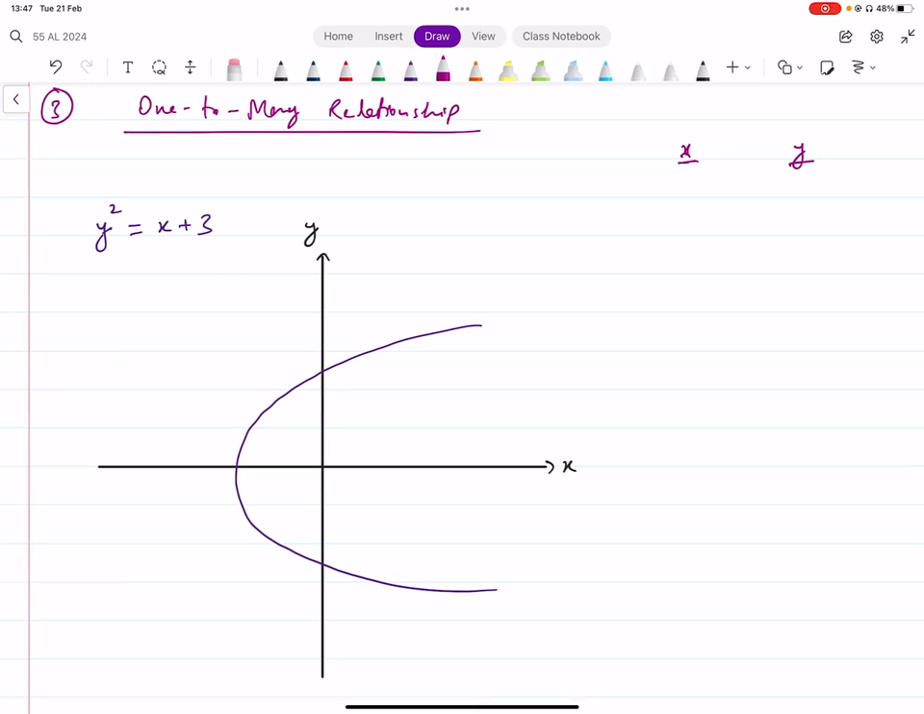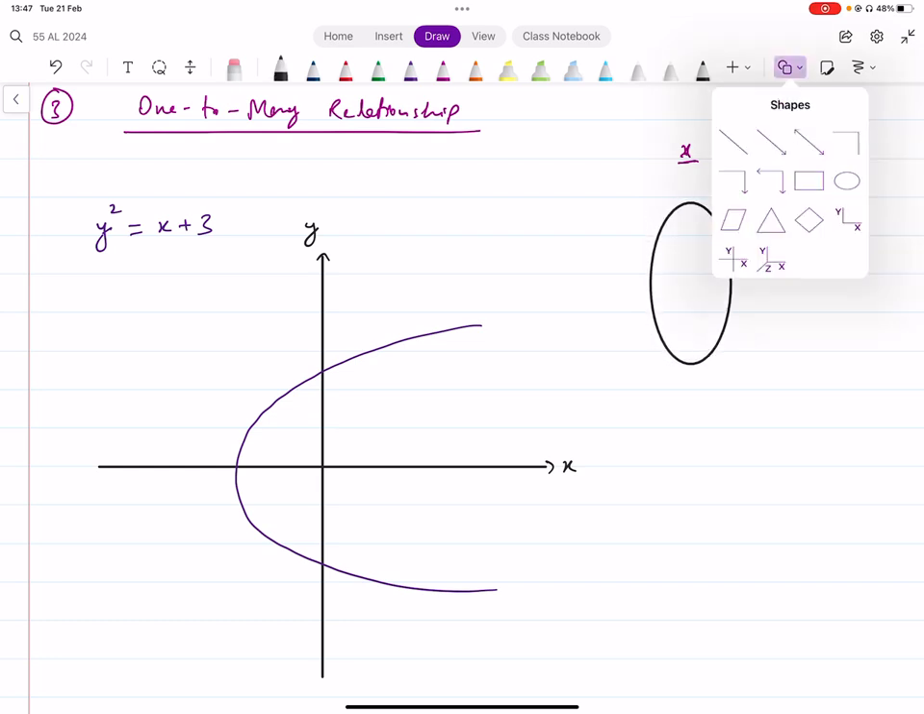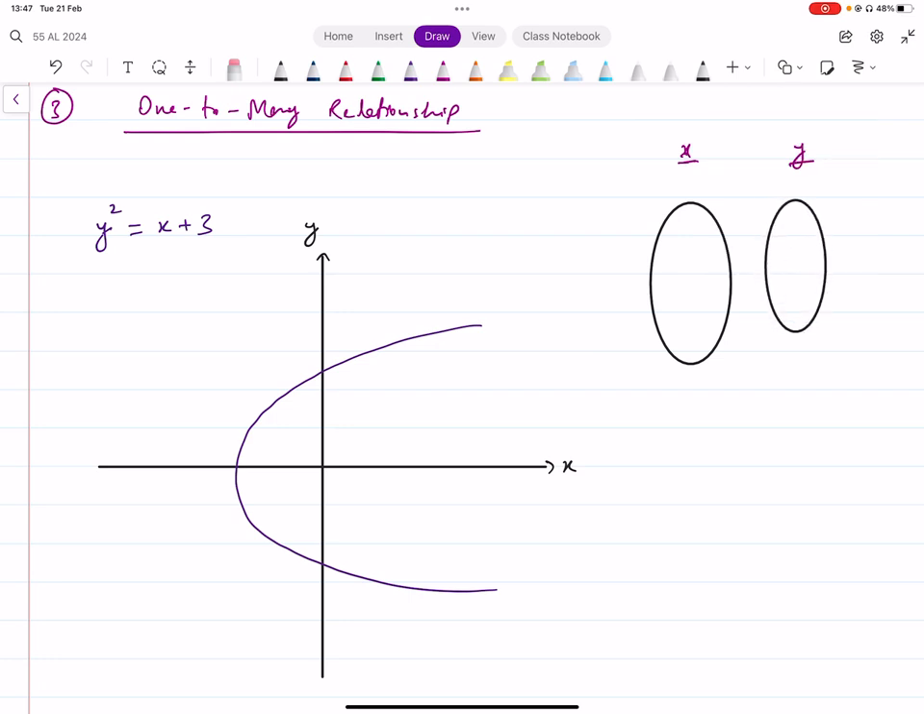Okay. So for instance, let's try something here. Let's input x equal to 1 here. If we input x equal to 1, what value of y do we get from that?